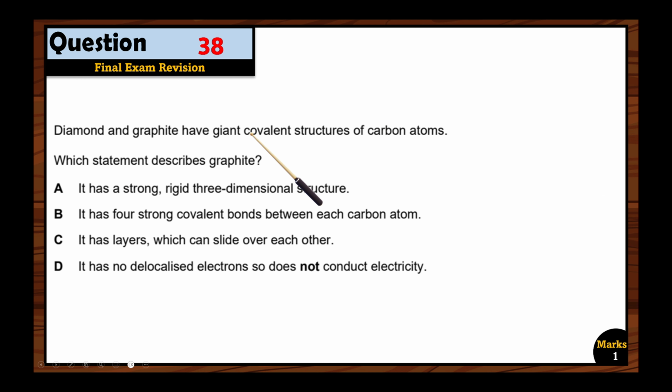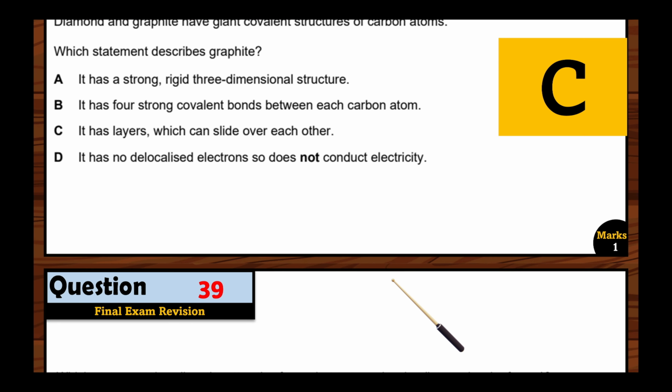Question 38. Diamond and graphite have giant covalent structure of carbon atoms. Which statement describes graphite? It has a strong, rigid, three-dimensional structure. Wrong. The three-dimensional structure is for the diamond. It has 4 strong covalent bonds between each carbon atom. Wrong. Graphite only makes 3 covalent bonds. It's actually diamond that is making 4 covalent bonds between the carbon atoms, okay? See, it has layers which can slide over each other. Yes, that's right. It has layers of hexagons that can slide over each other. That's why it's a good lubricant, okay? So option C is correct. It does not conduct electricity. That is also wrong. Graphite can conduct electricity.